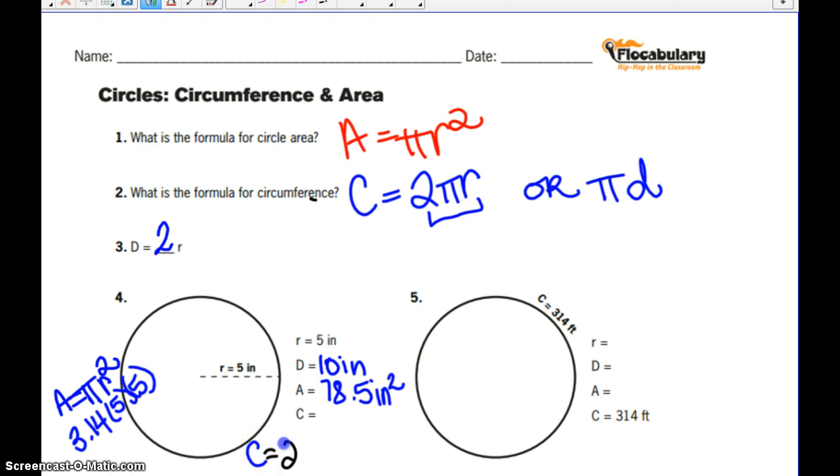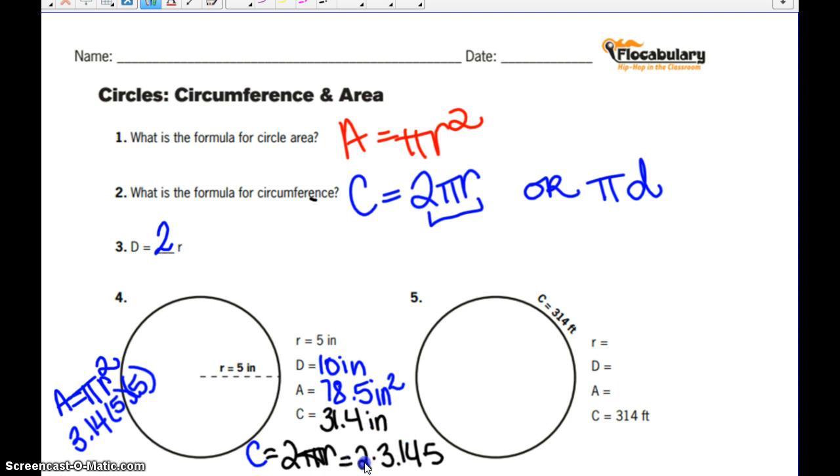Circumference equals 2 pi r. So 2 times pi times the radius. In this case, because my radius is 5, in my calculator I'm going to type 2 times 3.14 times 5. So if I do that, type that in, see what you get. Yeah, you should get 31.4. And this is just flat inches.